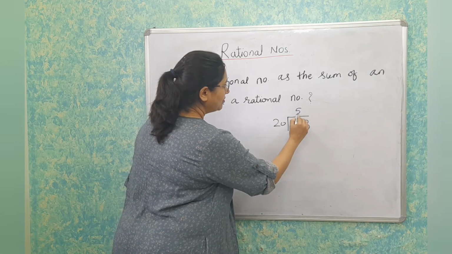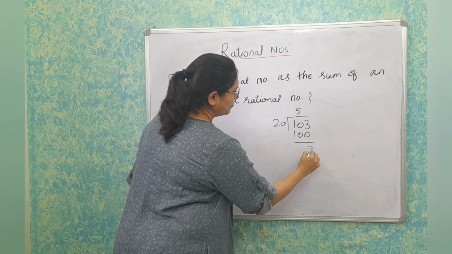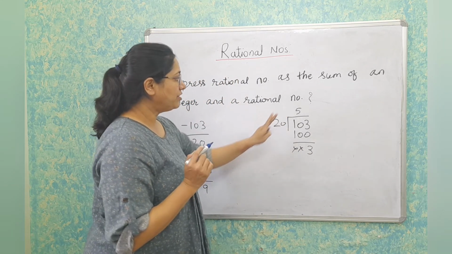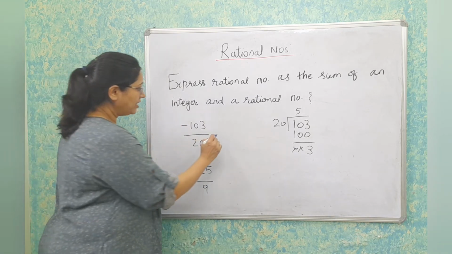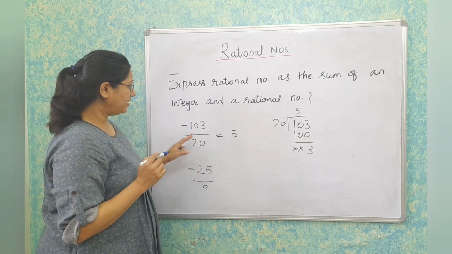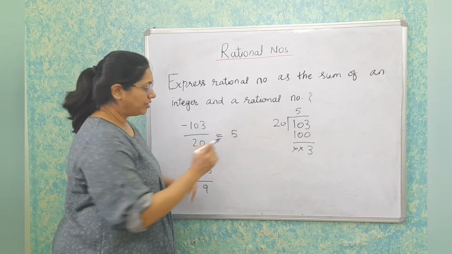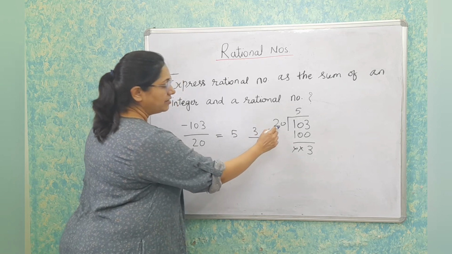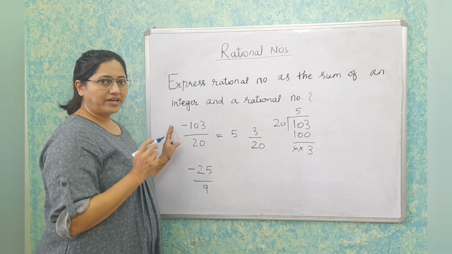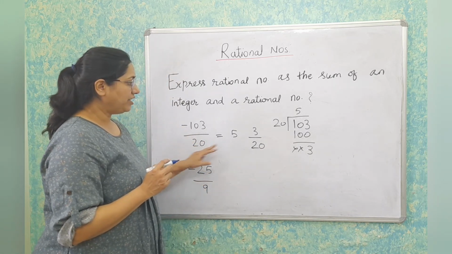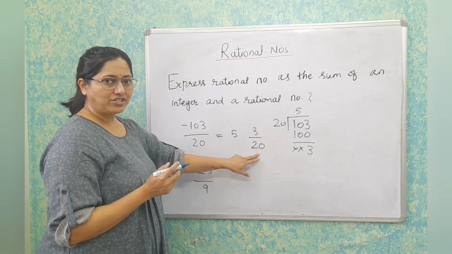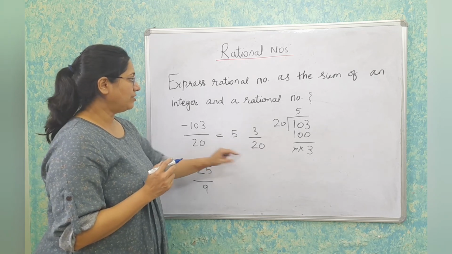Twenty 5s are 100. And now the remainder is 3. So this quotient will be the integer part. So I can say 5. This is the integer part. And then the remainder would be the numerator 3 and the divisor would be the denominator. So in this way I have changed this 103 upon 20 into two parts. First one is the integer part and second one is the fraction part, or you can say rational number.